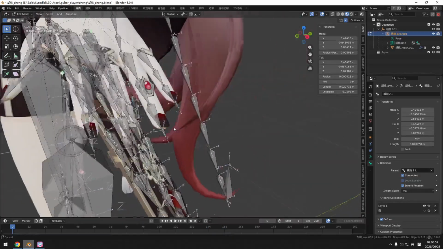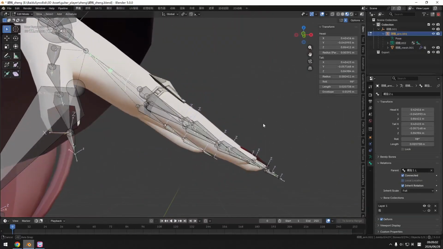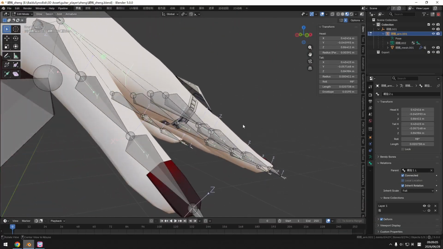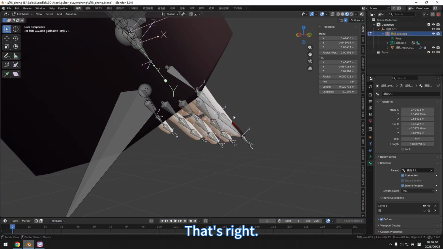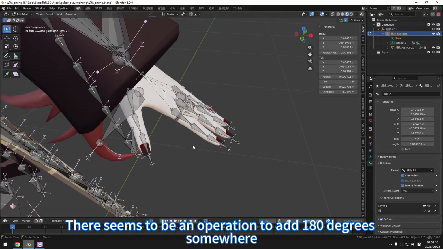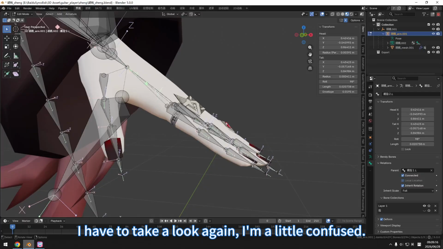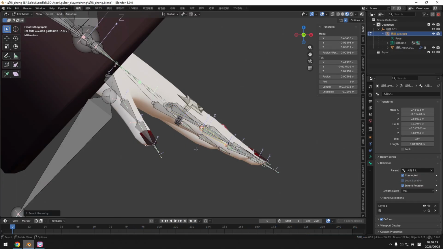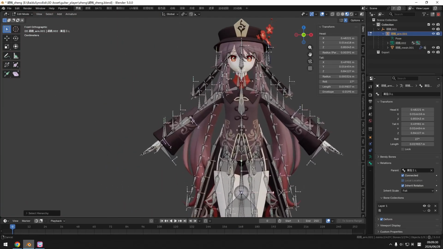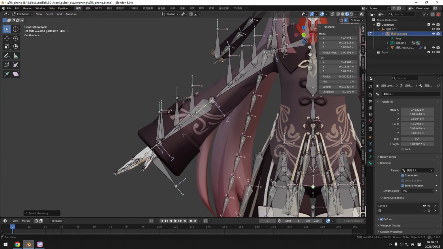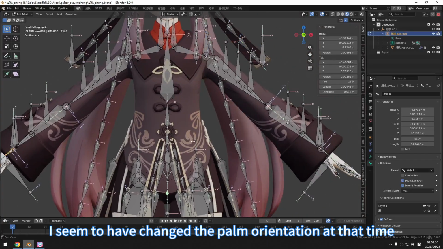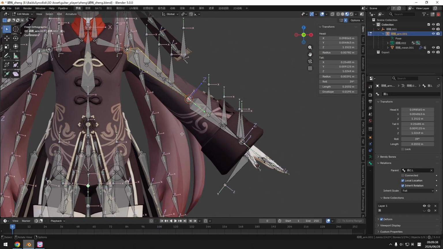Okay. Okay, this way. That's right. There seems to be an operation to add 180 degrees somewhere. Did I not turn off the symmetry switch? I have to take a look again. I'm a little confused. It's not. It's not either. It seems to be fine. Oh, I see. I seem to have changed the palm orientation at that time.